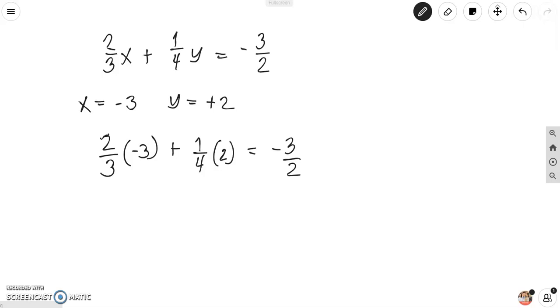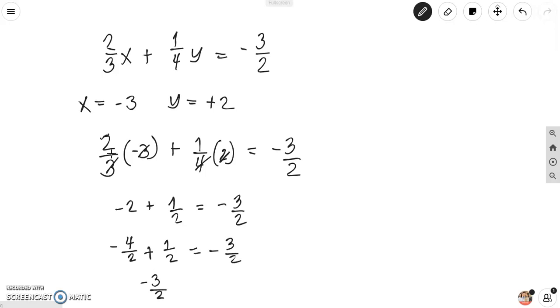Then we will cancel out that 3, so therefore we will have negative 2 plus, cancel out that 2, 1 over 2 equals negative 3 over 2. Which is now 4 over 2, or rather negative 4 over 2, plus 1 over 2, which equals negative 3 over 2. So we have negative 3 over 2 equals negative 3 over 2. So this statement is true.